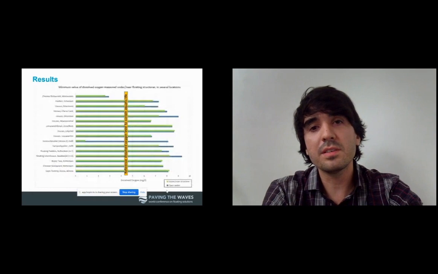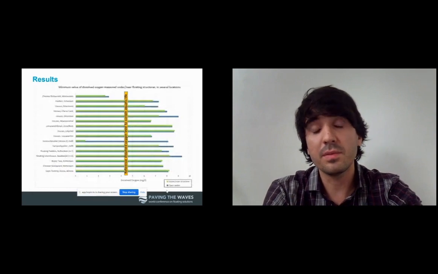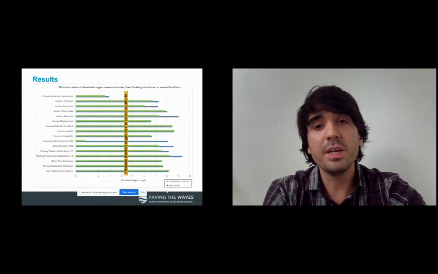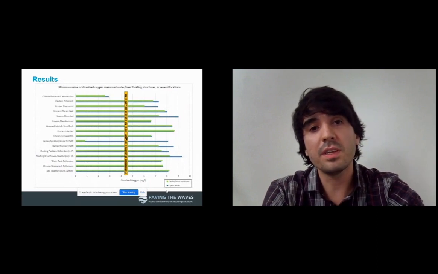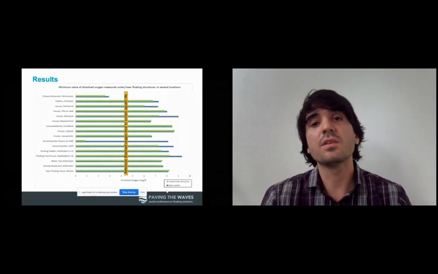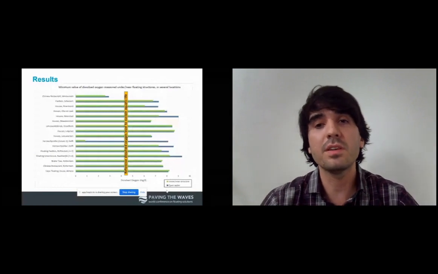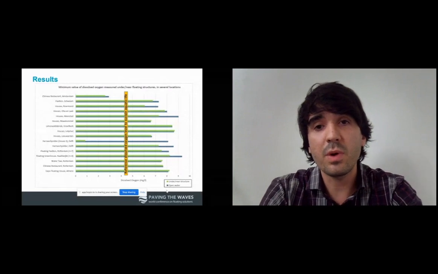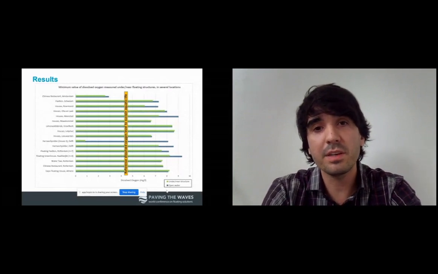I usually show this graph as well, which plots the minimum values. So these are the minimum values that we measured from all these measurements that we did in the field. So you can see that in most cases, all the minimum values are always quite high, so above 5 milligrams per liter.